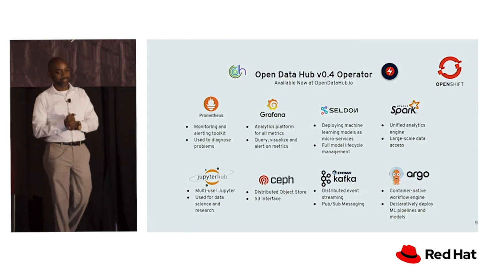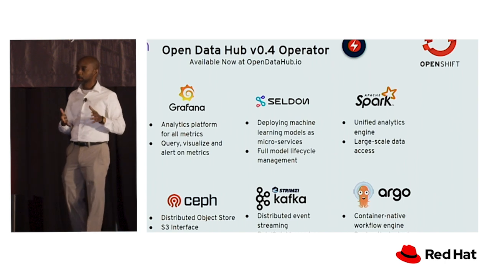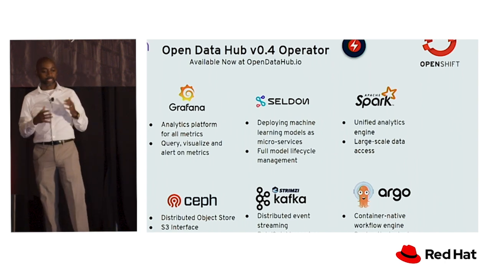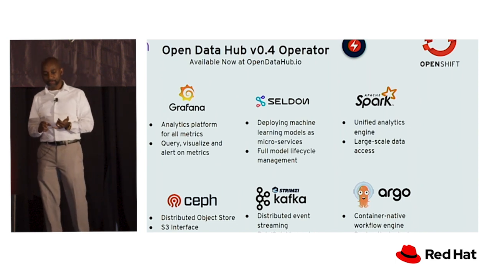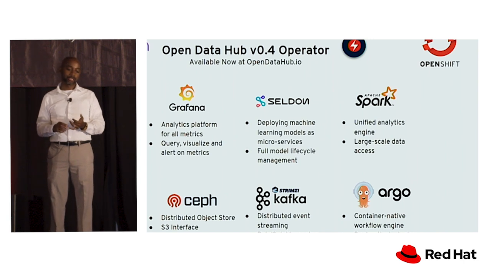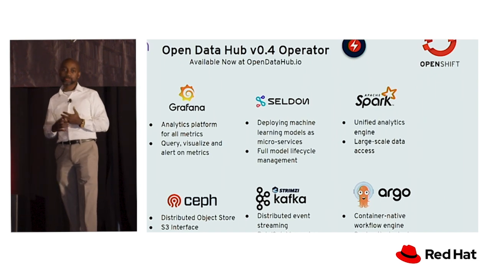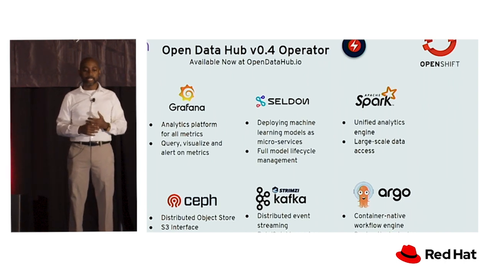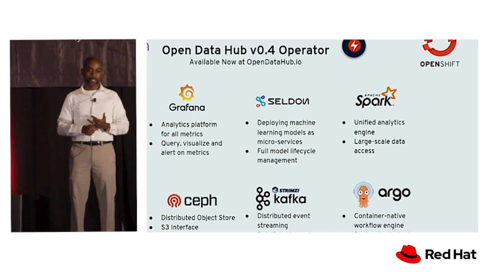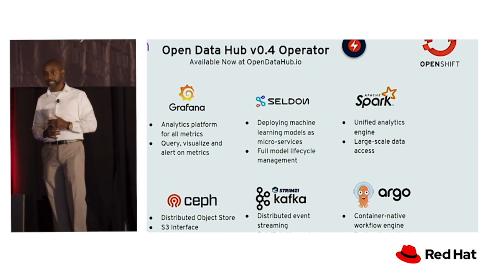Now, let's get into the meat and potatoes. I'm a meat and potatoes kind of guy. What I'm going to show here is a little bit of what's deployed when you actually go into Open Data Hub. We have a number of different things that are relevant for both the data engineering side and the data science and machine learning side. For data science work, you have Jupyter Notebooks. You have Ceph for your data lake. For ingesting data, you have Kafka. In this case, we use Strimzi, which is an operator. We also have Argo, which is great for your pipelines. From a monitoring perspective, we have Prometheus and Grafana. We have Seldon for model serving, and then we have Spark. This is just what's available today in Open Data Hub.